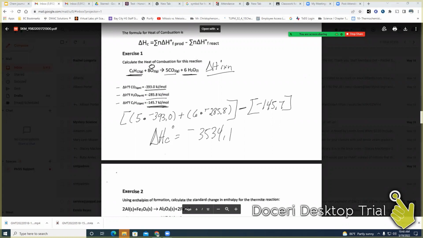3,534.1 and a negative, correct? And my units are always going to be the same as the units that I use, so it's going to be kilojoules per mole. So that is an exothermic reaction because it has a negative value.